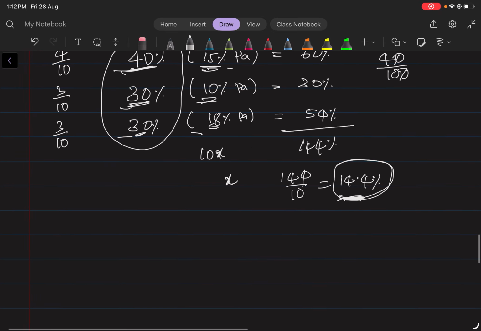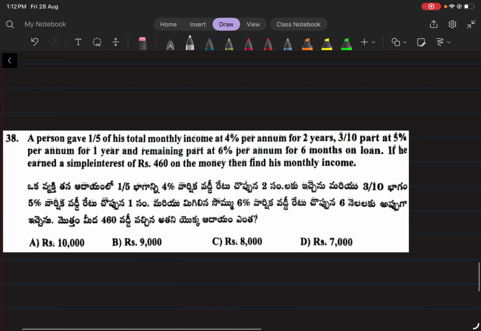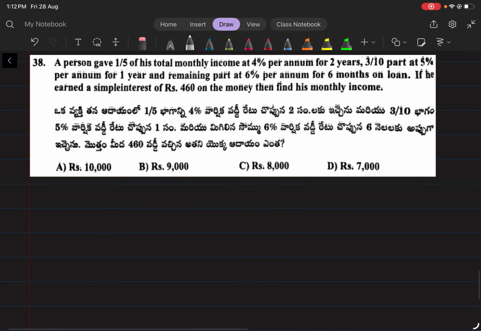Next, one last question. A person gave 1/5 of his total monthly income at 4% per annum, for how much time? 2 years.